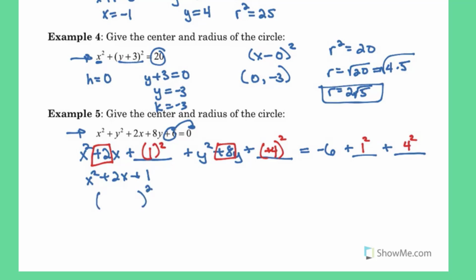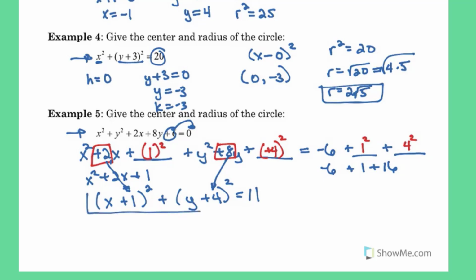And when you factor it, that's going to be x plus 1 quantity squared. So this is going to be y plus 4 quantity squared. So whatever half of this number is goes in your parenthesis, including the sign. So let's just do some arithmetic here. That's negative 6 plus 1 plus 16, I believe. So what is that, 11?